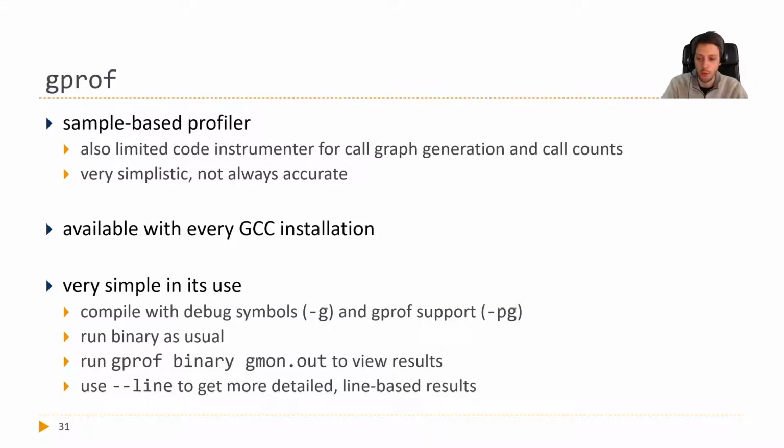The only thing you need to do is compile with debug symbols, enable gprof support, which you can do with the -pg flag, run the binary as you normally would, and then run gprof binary gmon.out. Gmon.out is the output file generated by the profiler when you execute your binary. And if you want to use line resolution, this is something that people easily forget, it's --line. Otherwise, you only get function granularity results, I think. And then gprof will simply tell you how much time you spent where.